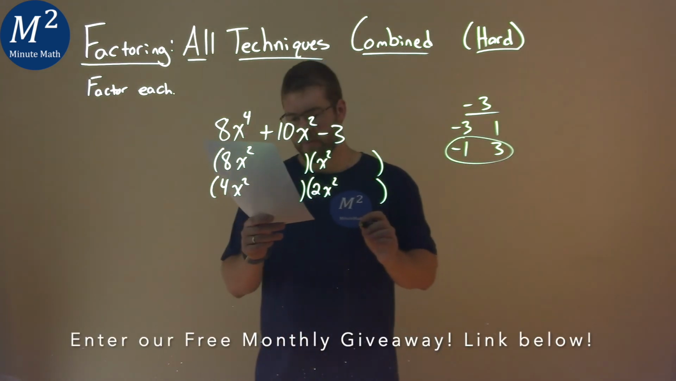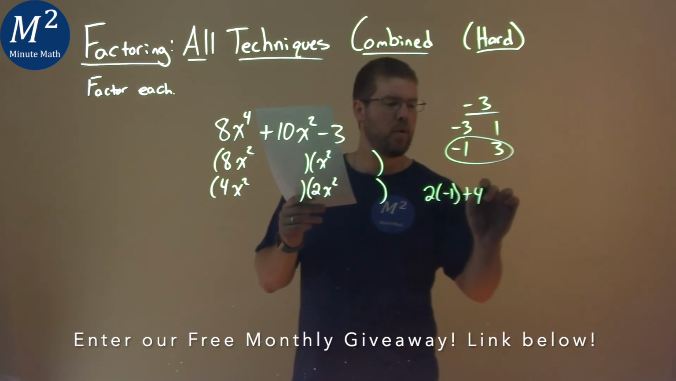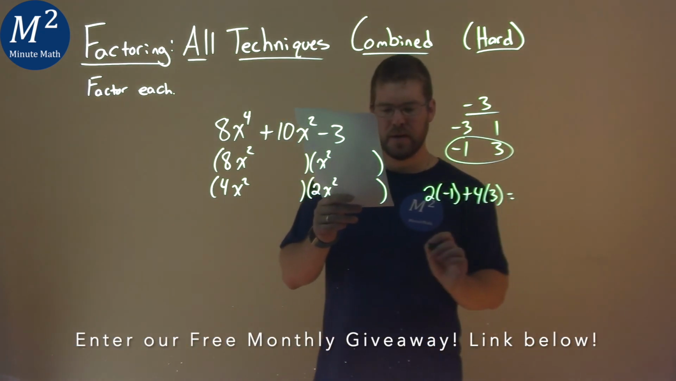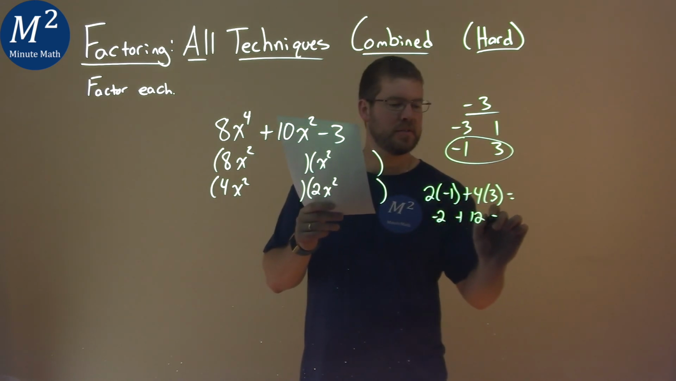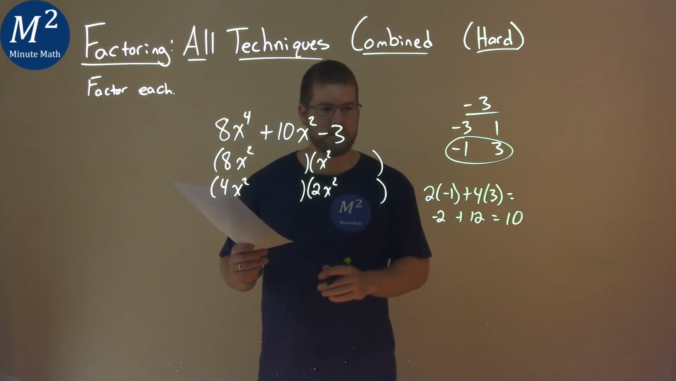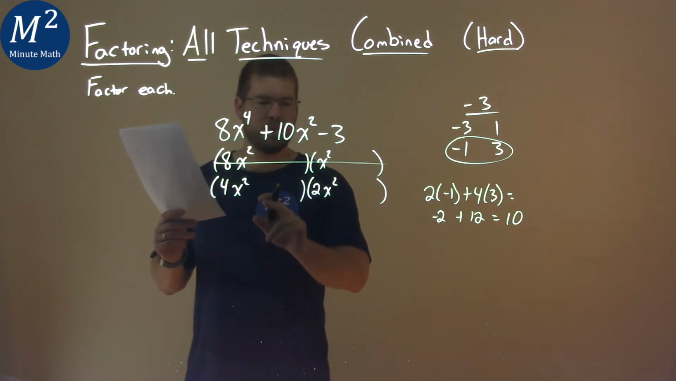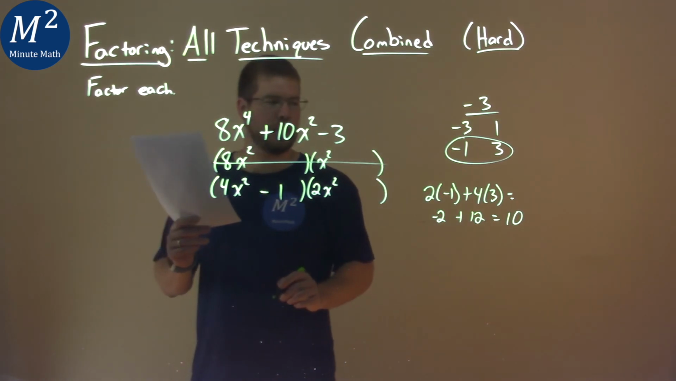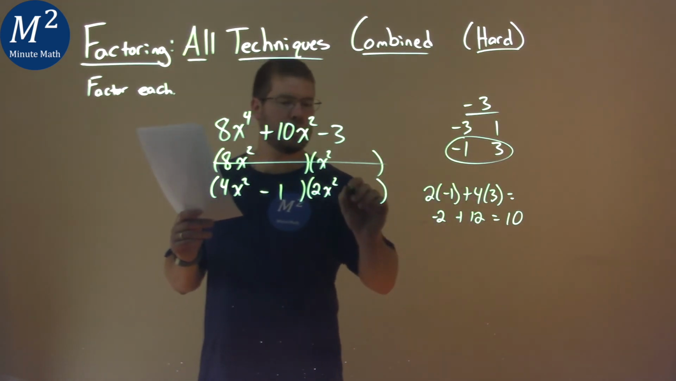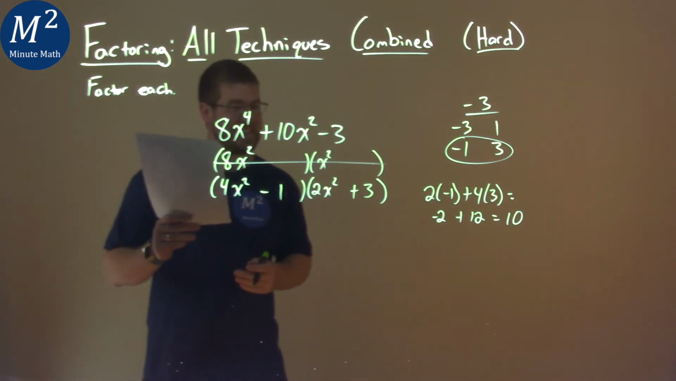All right? 2 times a negative 1 plus 4 times a positive 3 is equal to, well, a negative 2 plus a 12, which is a positive 10, what we're looking for. All right? So how can we set this up? So the first part, we're not using the second part. 2 gets multiplied by the negative 1. Put a minus 1 there. 4 gets multiplied by a positive 3. Put that right there.